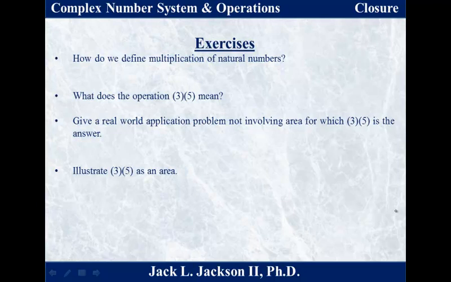So let's do a few exercises here. In this exercise, I'd like you to define how we define multiplication of natural numbers, explain what the operation 3 times 5 actually means, give a real-world application problem not involving an area for which 3 times 5 is the answer, and then illustrate 3 times 5 also as an area. So get yourself out maybe some graph paper to do this, it will be the easiest way, and work out this exercise and then come back after you finish. Press pause now.